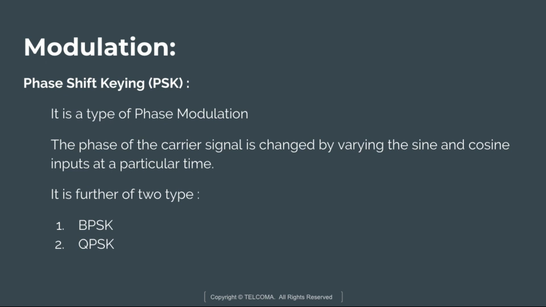In BPSK, this is also known as two-phase PSK or phase reversal keying. In this technique, the sine wave carrier takes two phase reversals, such as at 0 degree and at 180 degree. So BPSK is basically a double sideband suppressed carrier modulation scheme that is used for representing digital information. Next is quadrature phase shift keying.